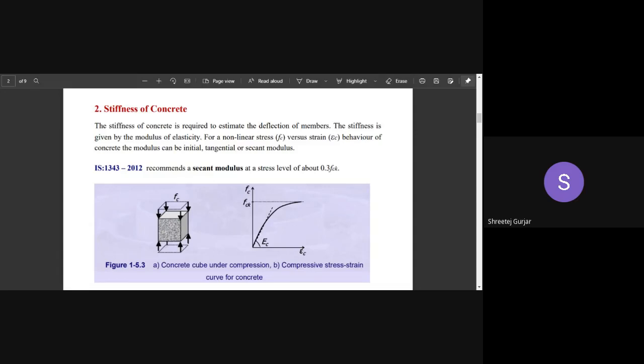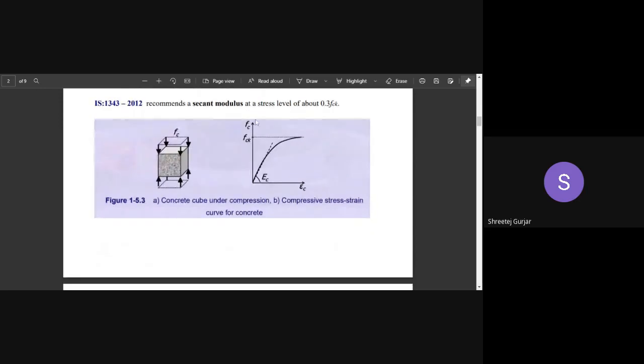So for the non-linear stress versus strain behavior of concrete, you can see in this graph, this axis is stress. F denotes stress and C denotes concrete. This axis is strain, wherein epsilon denotes strain and C is for concrete.